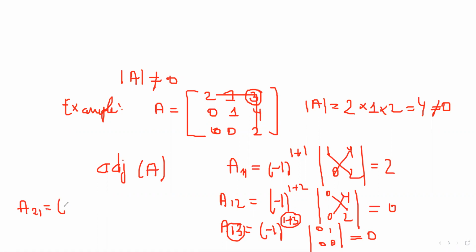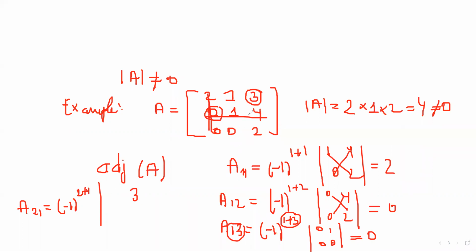A21 equals minus 1 to the power 2 plus 1 times the determinant. Element 2, 1 is this element, so we can delete its row and column like this. So we are going to have 2 or 3 and, sorry, 2 actually is not present here.